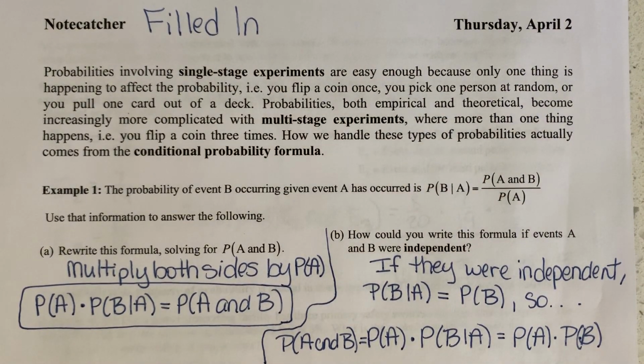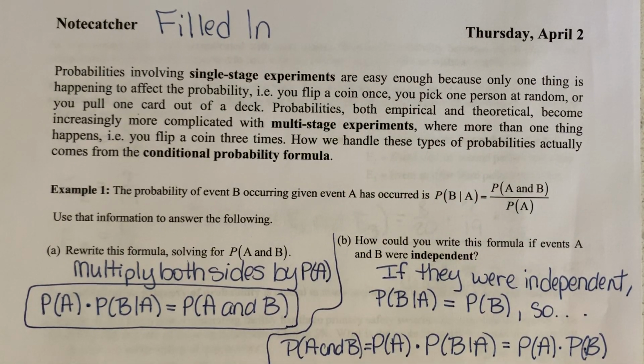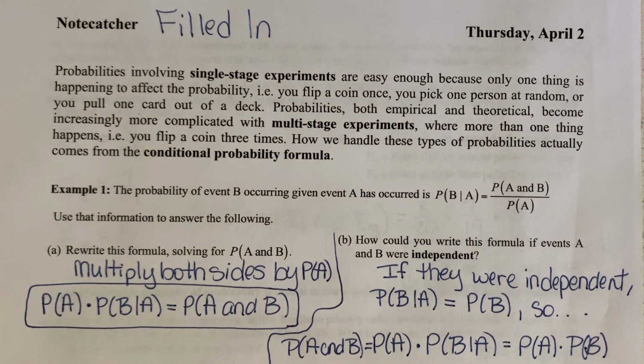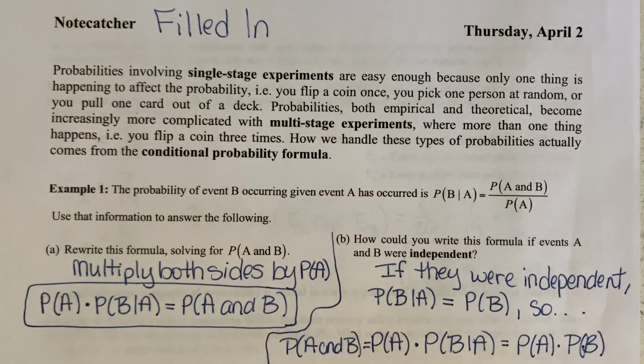Today is our last new information on probability. I know a lot of you are expressing that probability is hard, and it is a lot of different formulas. If you try to keep thinking about it in common sense terms, then that really does help. Today we're talking about probability of multiple events happening. Your note catcher calls it single stage versus multi-stage.